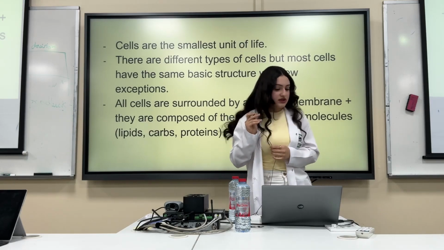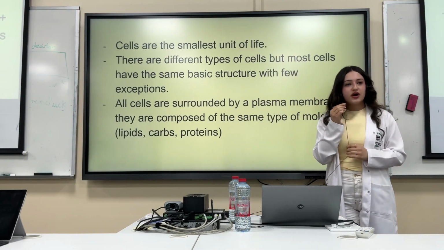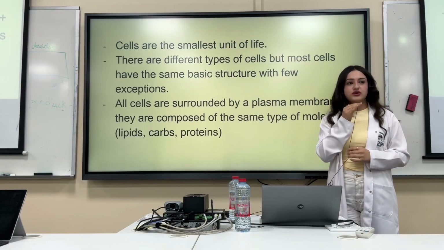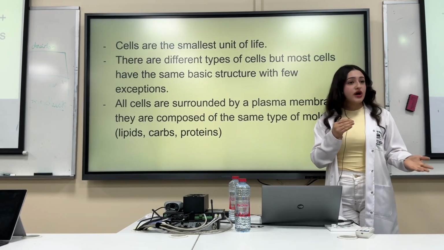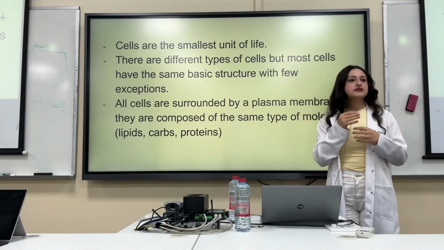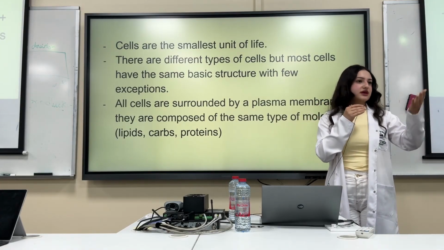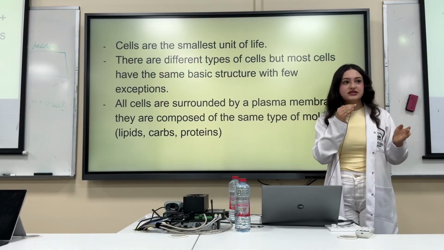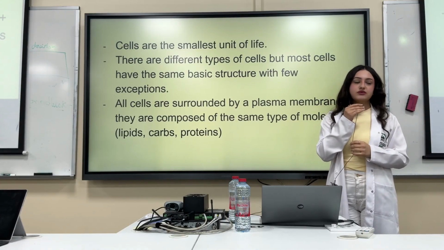When we talk about cells, we have many different cells. We have endocrine cells, we have cardiac cells, we have nerve cells. There are differences between them, but they have the same structure. For example, a lot of our cells have the cytoplasm. All our cells have plasma membrane without exceptions. Some of our cells might have a nucleus, some of them might not.